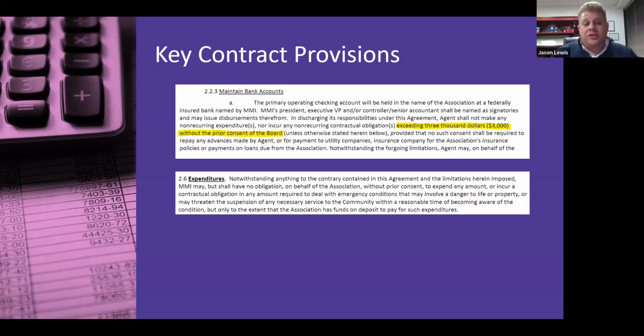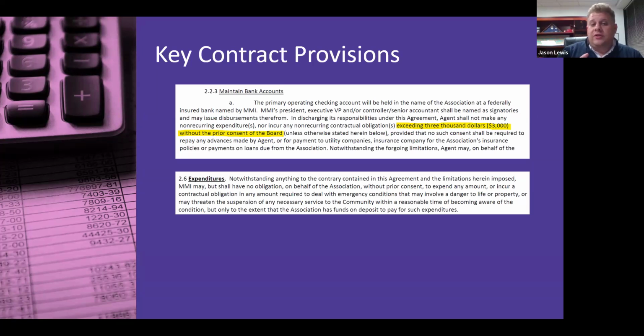Another big item under expenditures, section 2.6, talks about emergency situations. In your contracts, management is authorized without prior consent to expense funds as necessary in emergency situations that may involve a danger to life or property or may threaten the suspension of any necessary services to the community. What does that mean in practice? What that means in practice is that management through this provision has the ability to incur a mitigation contractor on your behalf. Now, in most situations, that's going to be at no cost to the association outside of the deductible in a classic insurance claim situation.